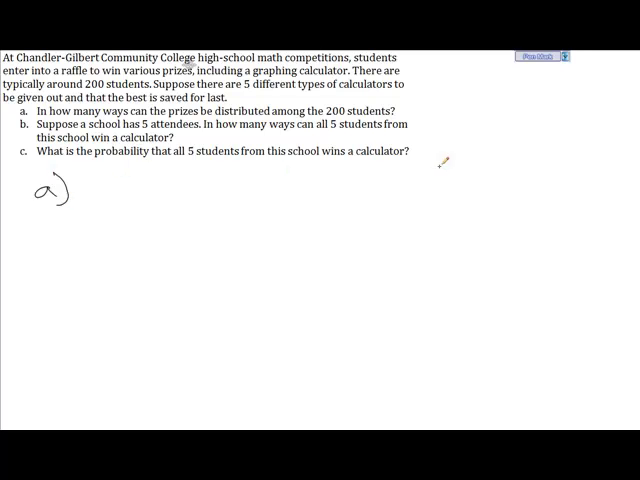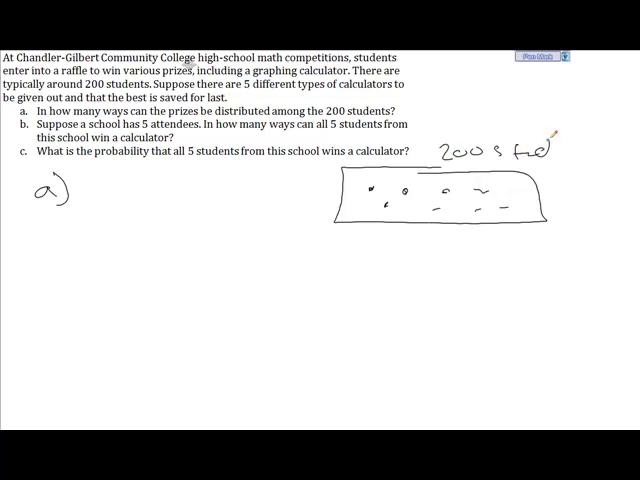Well, there are 5 calculators, and if you imagine a room full of 200 students, from here we're going to pick out 5 of them, and these 5 people are going to win the calculator. Because the order they're drawn in matters, if this person's called first, then he's going to get a different calculator than this gal here, or this gal here, or this guy here, and this guy is going to get the best one. So we want to make sure we account for the fact that order is important.